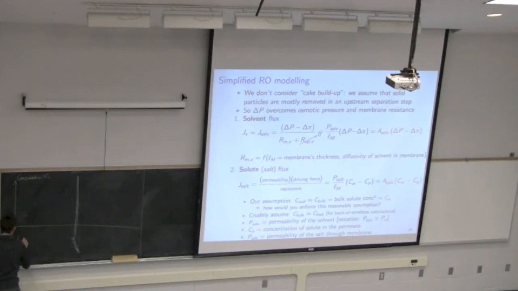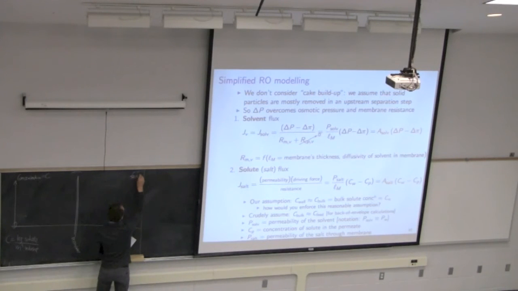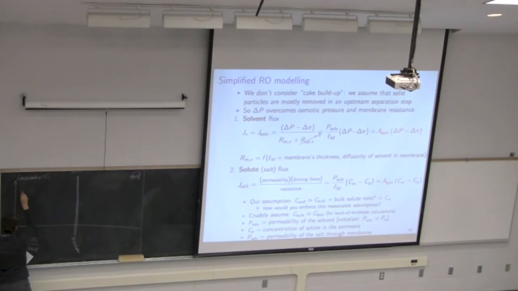So C is kilograms of solute per meter cubed of solvent. What's common in membranes when we're dealing with reverse osmosis is that we'll simply call that kilograms of salt per meters cubed of solvent, because most often ROs are used for desalination. But let's leave it general, and let's consider this side to be the feed side and this the permeate side.